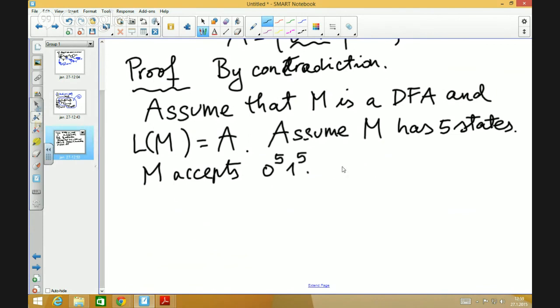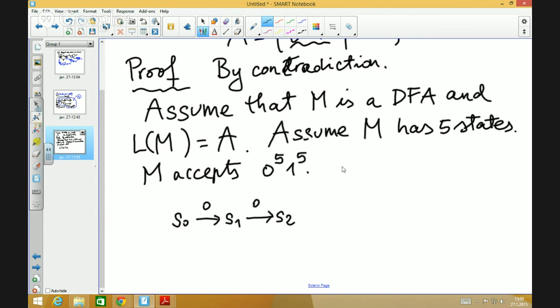So let's simulate this automaton, this DFA with 5 states, on this input string that it's supposed to accept. It starts in the initial state. It reads the first 0. It goes to another state, possibly the same one, possibly not. It reads the second 0.